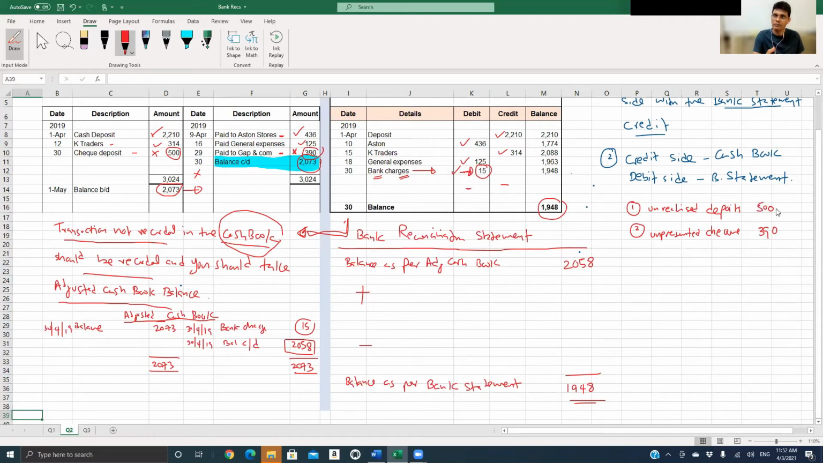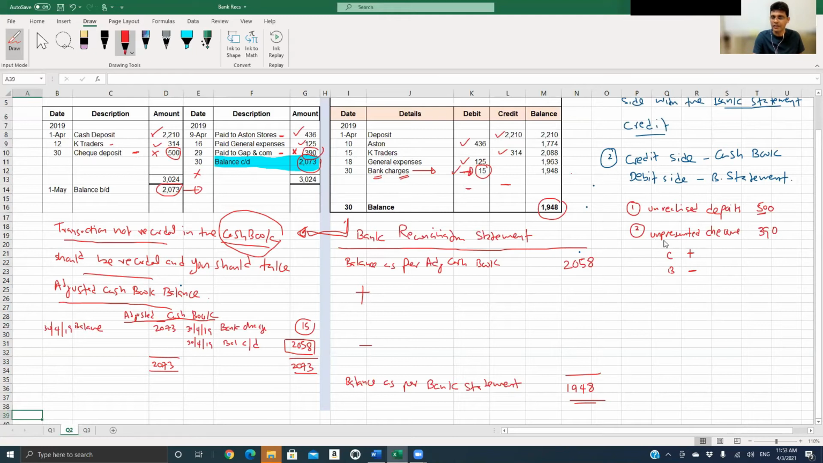Now find out, as a result of these differences, what is the impact? Whether our cash book balance is more or the bank statement balance is more. Okay. So for that, we'll take two columns, cash book and the bank column. First one, unrealized deposit 500. What has happened? We debited our bank, but the bank has not credited our account. So our cash book is more by 500. Our bank statement balance is less by 500.